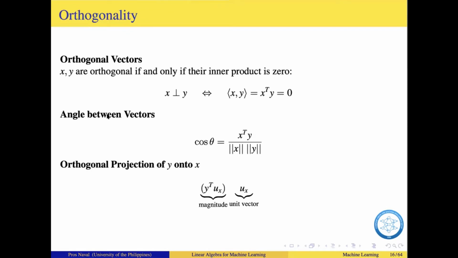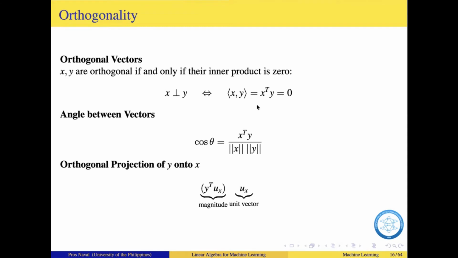Orthogonal vectors. x and y are orthogonal if and only if their inner product is 0. So x is orthogonal to y means that the inner product of x and y is 0. So it's how you test orthogonality. You take the inner product. If it is 0, then this is true. So it says equivalence, meaning if this is true, then the other one is true. And also the other way. So if this is true, then the other statement is also true.